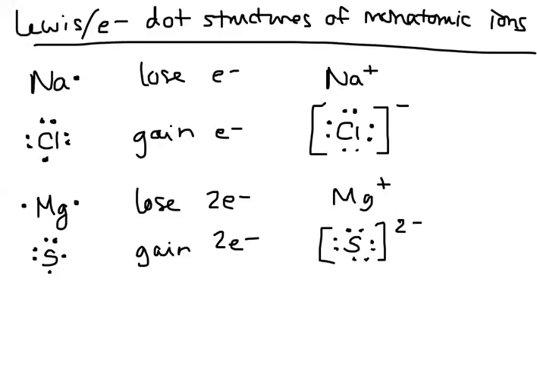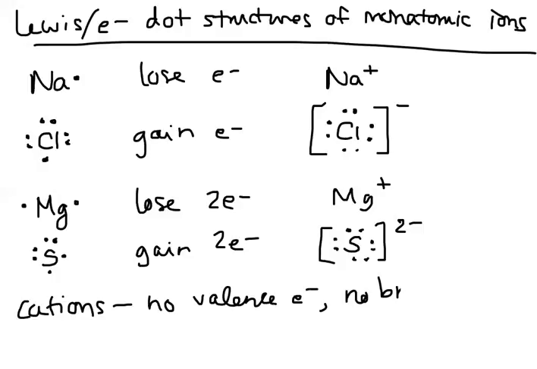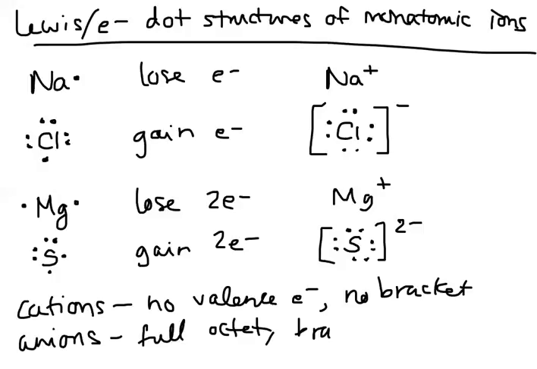So, cations: no valence electrons, no bracket. Anions: full octet, bracket. And you must give the charge on both. And that charge should be outside of the bracket.